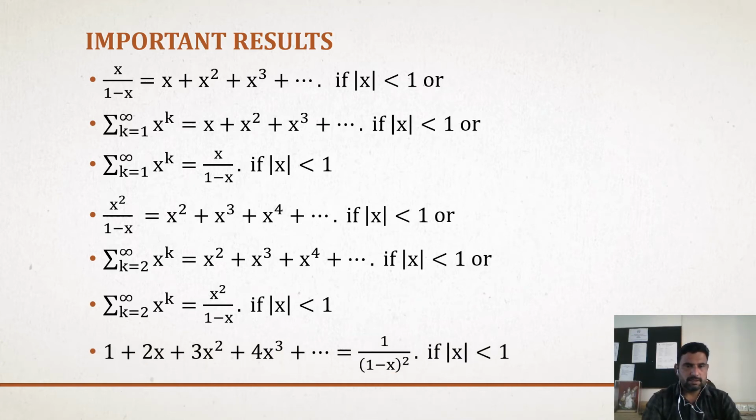Or another result, 1 plus 2x plus 3x square plus 4x cube plus dot dot dot equal to 1 upon (1 minus x) bracket square, if mod x less than 1.